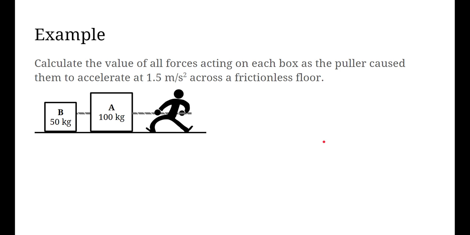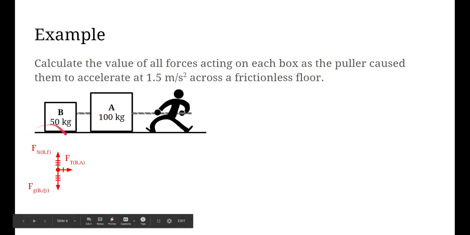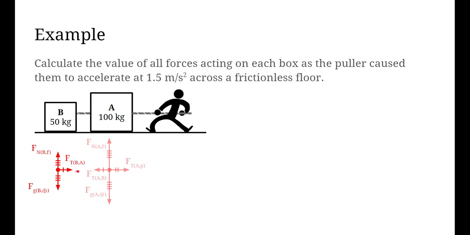This is helpful when we're looking at multiple body problems. So this one has a person pulling two boxes along a frictionless floor, and they're making both boxes accelerate at 1.5 meters per second squared. So here's a force diagram for the smaller box back here. It has balanced vertical forces and then an unbalanced horizontal force, which is going to cause it to accelerate.